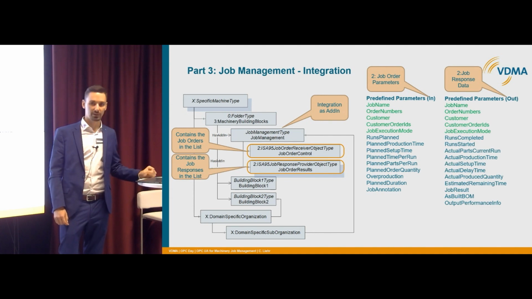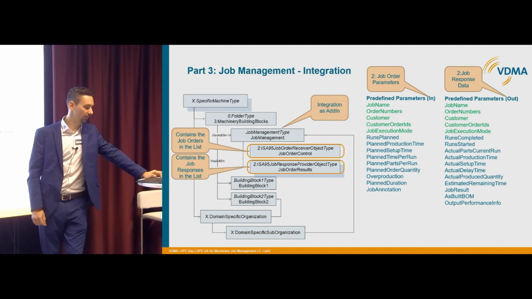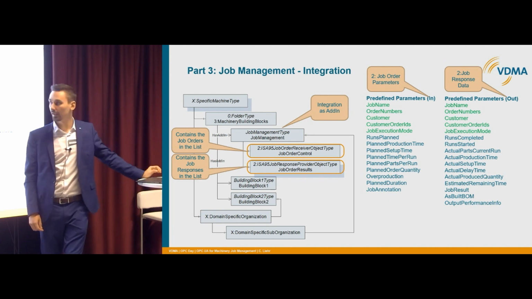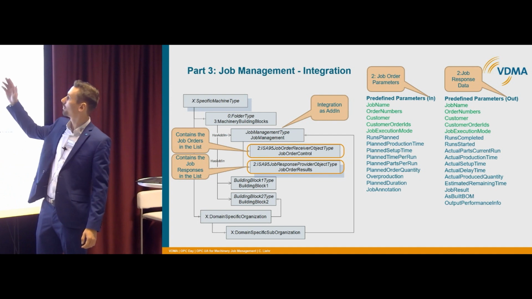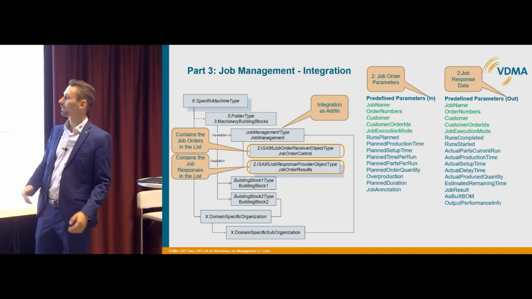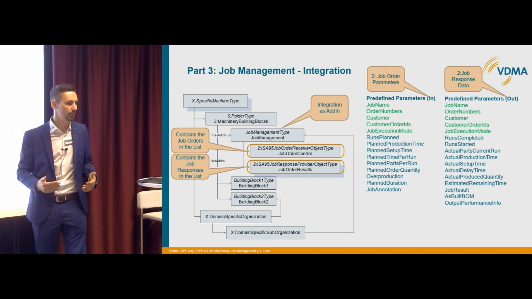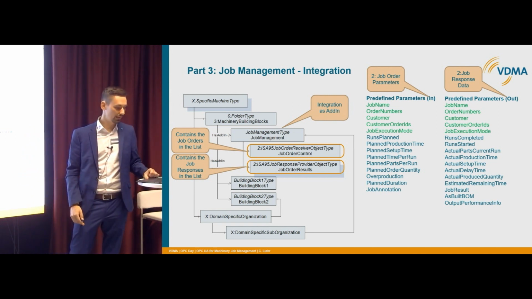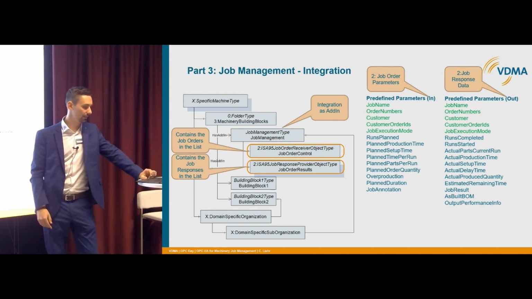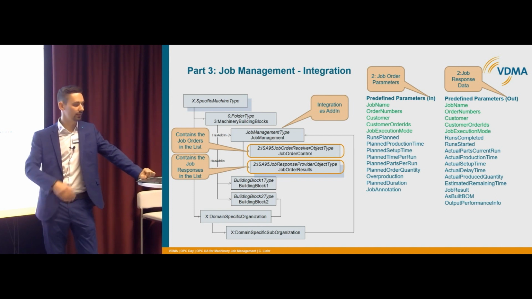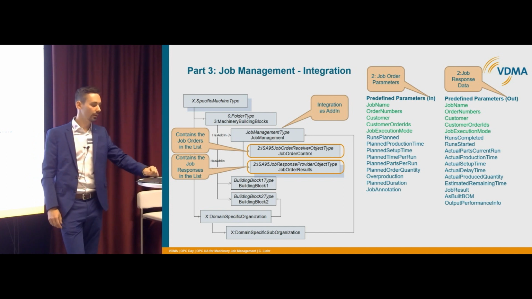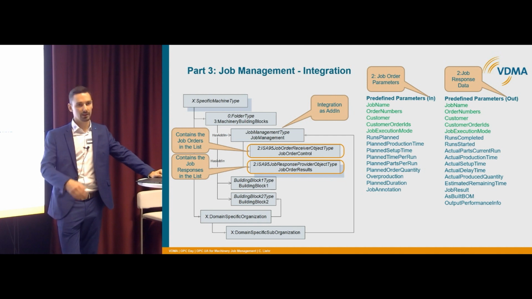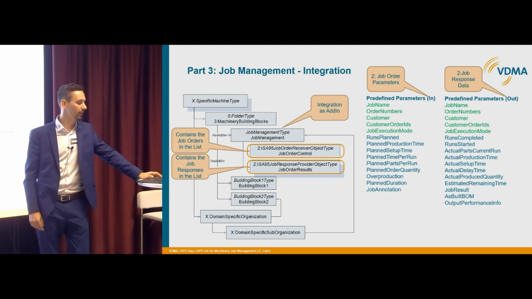And we also have a parameter list for the job response. Also here we have the output parameters that are defined on top. You can see the green parameters are the same for both because they usually don't change. And underneath there we have some other parameters, like for example runs completed, which is a counter counting every completed run, and actual produced quantity, and so on. So a lot of parameters at this point.